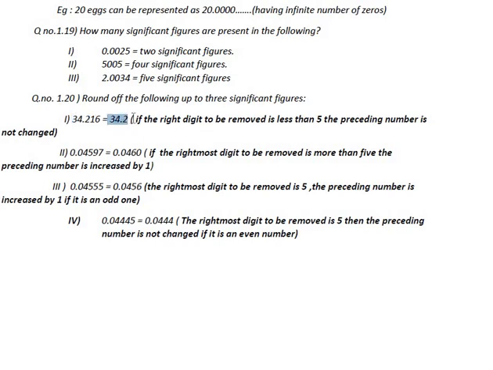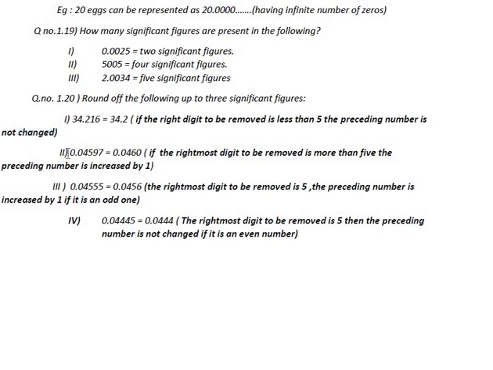Why? The rule is, if the right digit to be removed is less than 5, the preceding number is not changed. So, which number are we going to remove over here? We are going to remove number 1, because we have to round it off up to 3 significant figures. This number 1 we have to remove, and it is less than 5. So, the number will remain as such. If the right digit to be removed is less than 5, the preceding number is not changed, according to the rule. Now come to the next example.